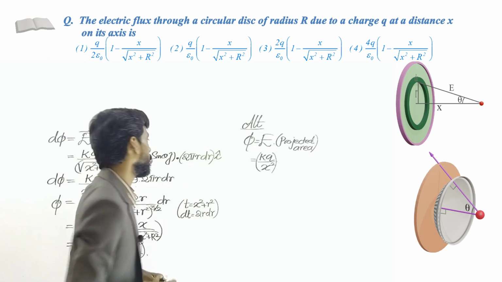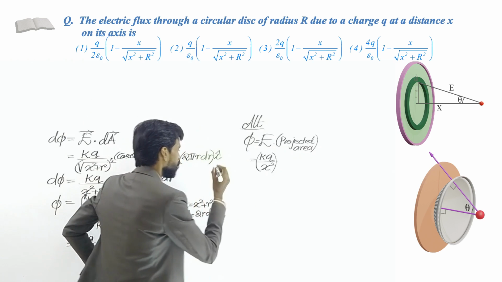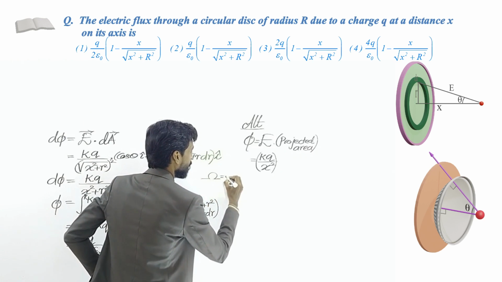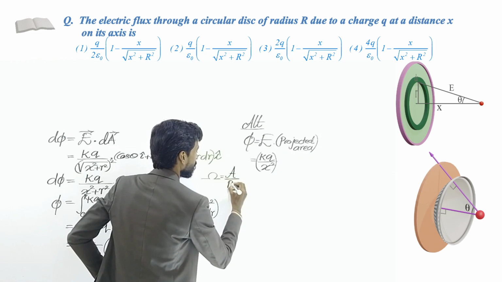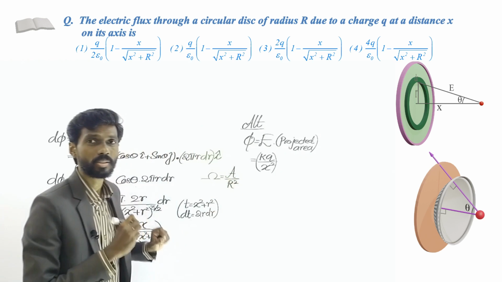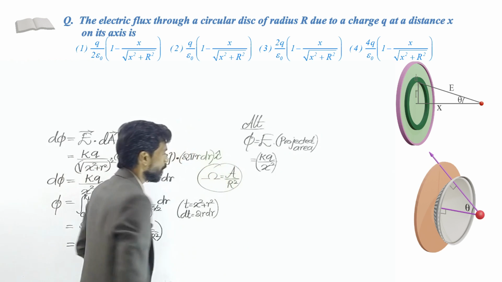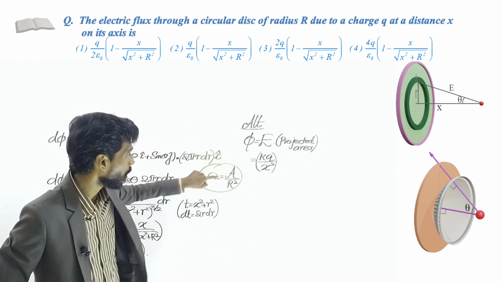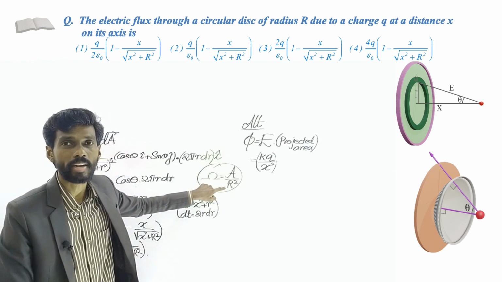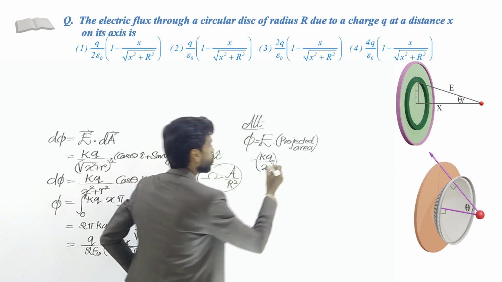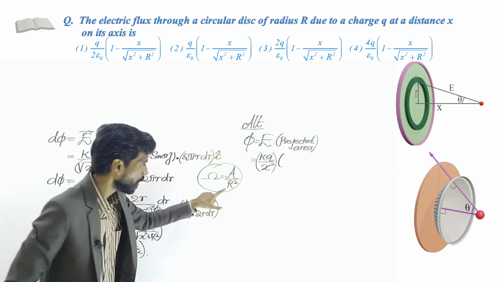So we are going to use the method that we are already familiar with. We have the formula for the solid angle. What is the formula for solid angle? That is area divided by the square of the radius. So this is the formula for the solid angle. That means area is solid angle multiplied by the radius squared. That formula we are going to use to find the area.